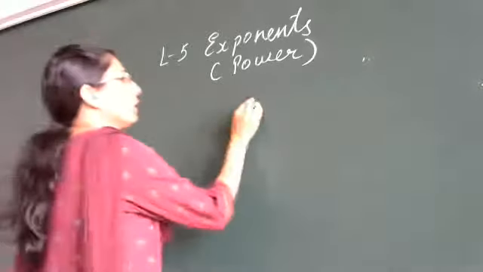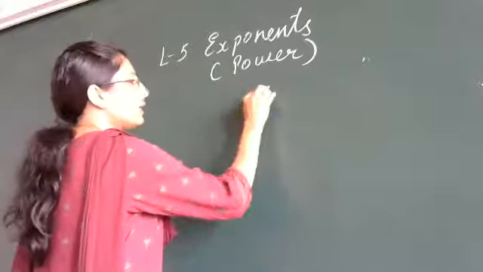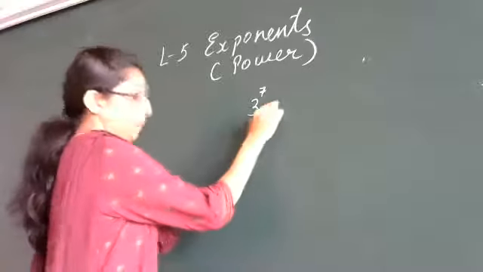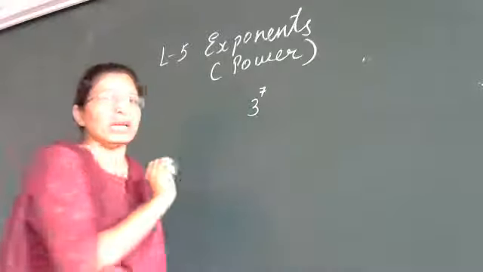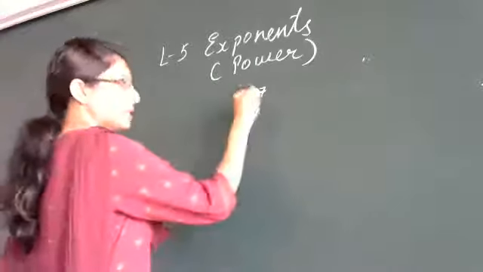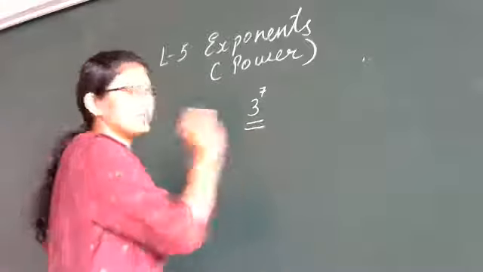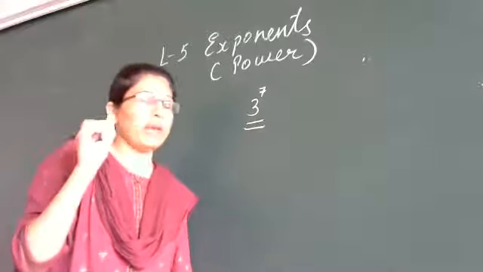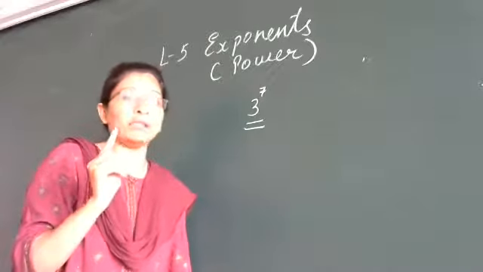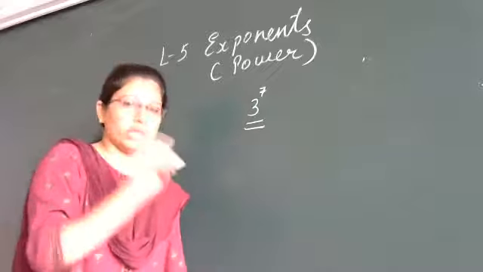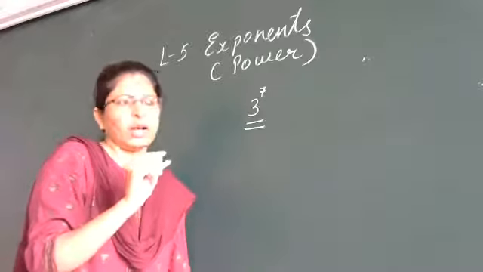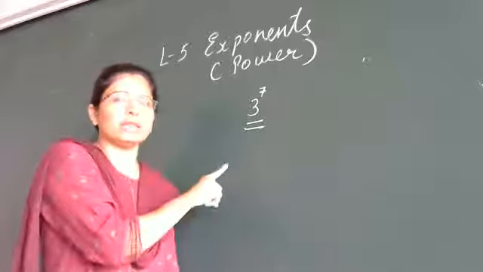Again, I will ask: if 3 raised to 7 is there, the base is 3 and the exponent is 7. This first example, all understood? Which is the base and which is the exponent? It is important, so I am telling you. While solving examples, you should know which is the exponent and which is the base. First time is this, you understood?